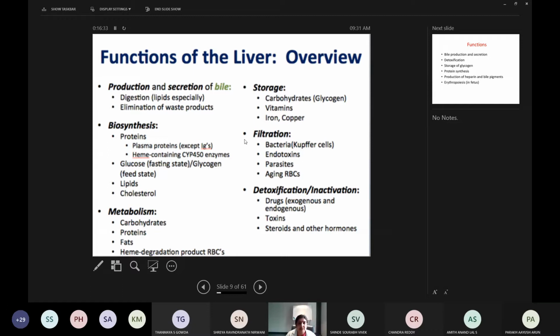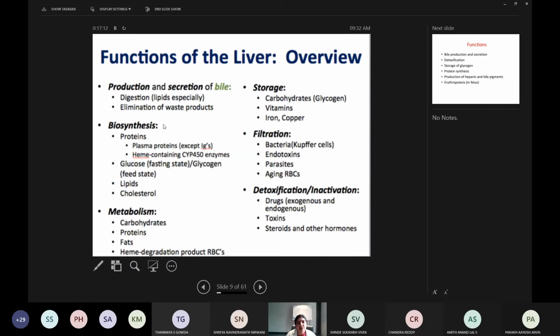Now we'll see the functions of the liver. This is an overview. Liver has, first, production and secretion of bile, the first important function. Then it's a site for biosynthesis of many products. It has a major role in metabolism, storage, filtration, and detoxification or inactivation. So these are the 6 main important functions. Production and secretion of bile we'll study later. Bile is essential for digestion of lipids and elimination of waste products also.